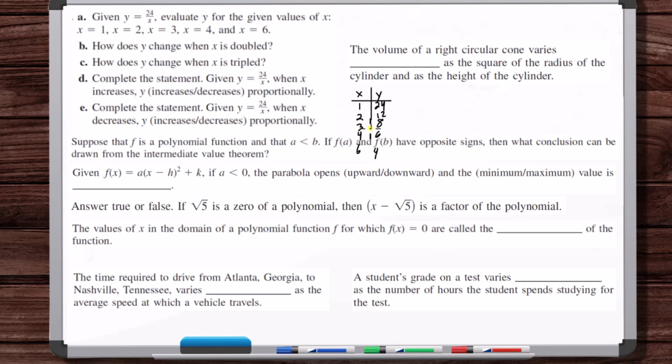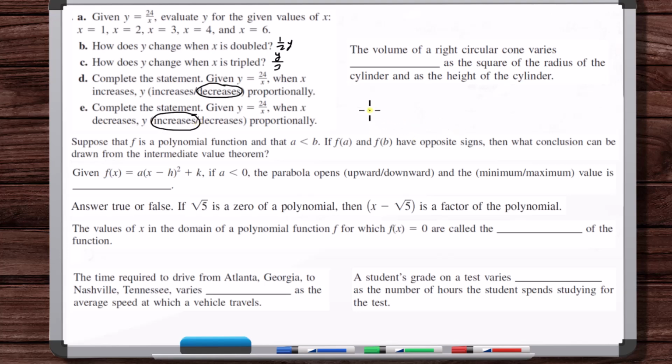When x is tripled, y is divided by 3. When x is quadrupled, y is divided by 4. And that's the idea: when x is doubled, y is halved. When x is tripled, y is cut by 3. So that means that when x increases, y decreases proportionally. When x decreases, y increases proportionally. That's the meaning of inversely proportional.